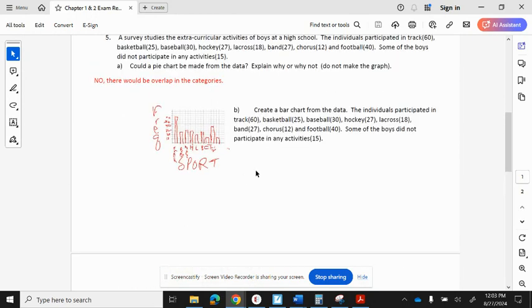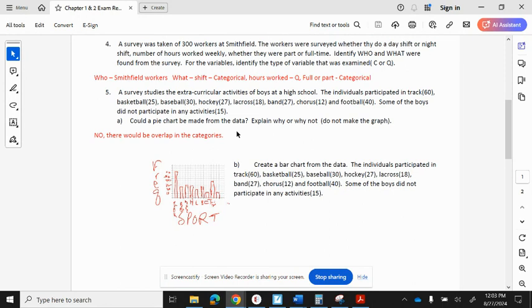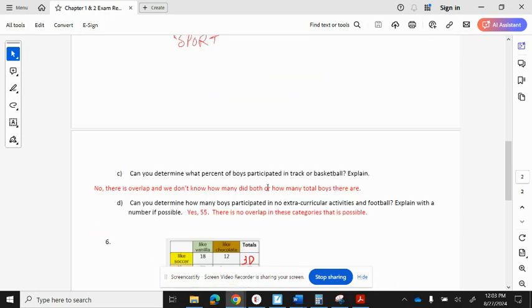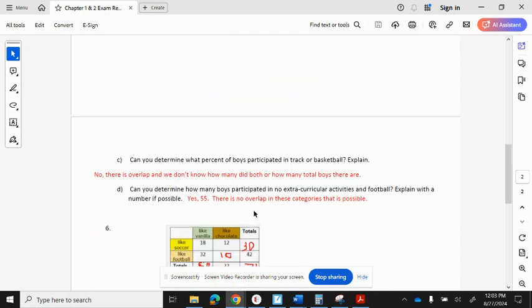Because we can say, well, if they didn't participate in anything, okay, that's 15. And then if they didn't, that's mutually exclusive with football. You could do this with did not participate in any of the categories and add them together. And in this case, we get 55 students because there's no overlap in those categories. All the other ones, there's potential for overlap.